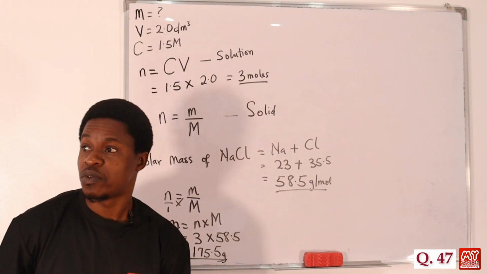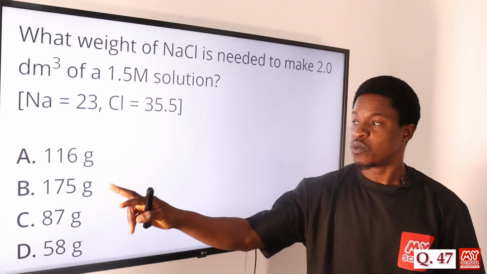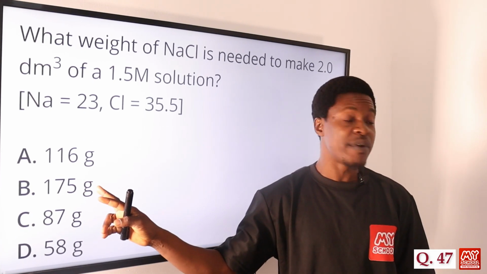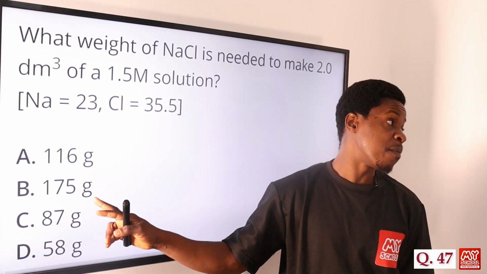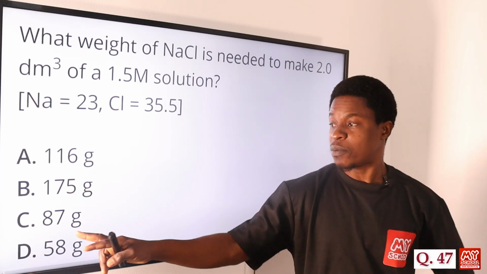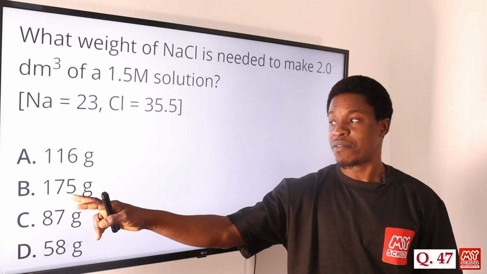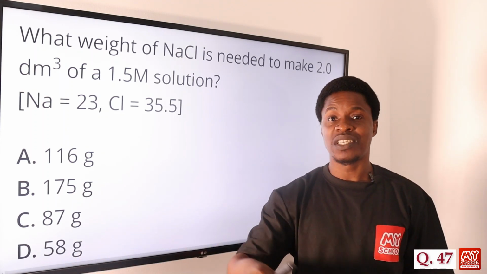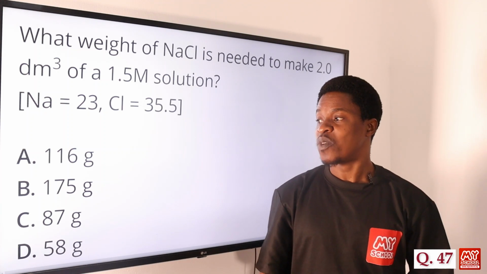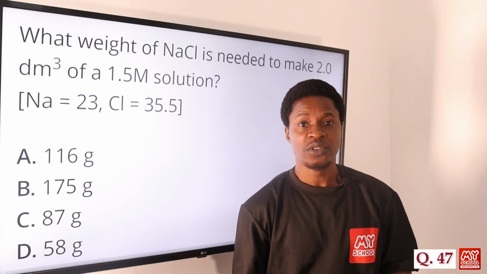So let's look at the options we have. Option A says 116 gram. Option B says 175 gram. Of course, what we had was 175.5 gram, but 175 gram is closest to that. Option C says 87 gram. Option D says 58 gram. So because 175 gram is closest to 175.5 gram, we go with option B. So the correct answer is option B.